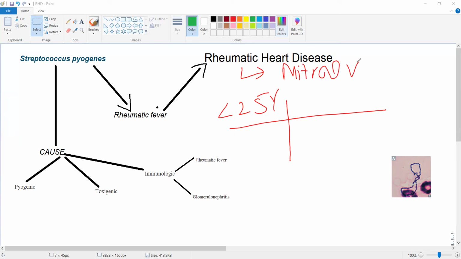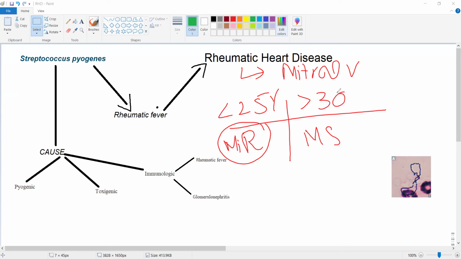So if the patient age is less than 25 years, which lesion is present? Mitral valve regurgitation. So MR is present. Initially rheumatic heart disease presents with mitral regurgitation. If chronic and untreated, chronic rheumatic heart disease presents with mitral stenosis. If age is more than 30, this is a general rule to help you identify. The USMLE asks this kind of stuff as well.